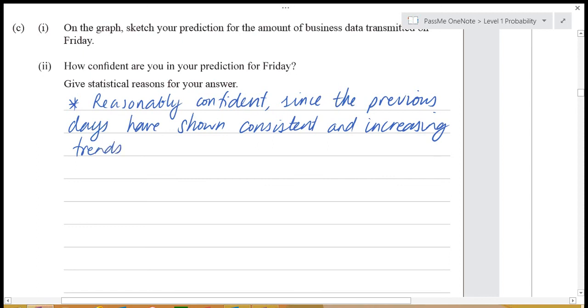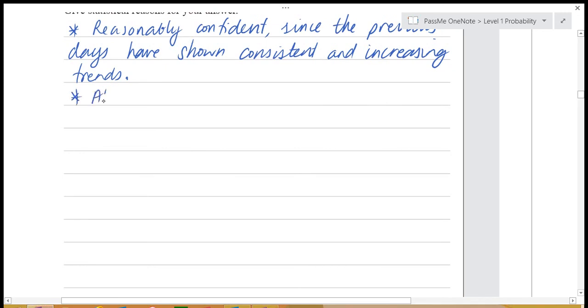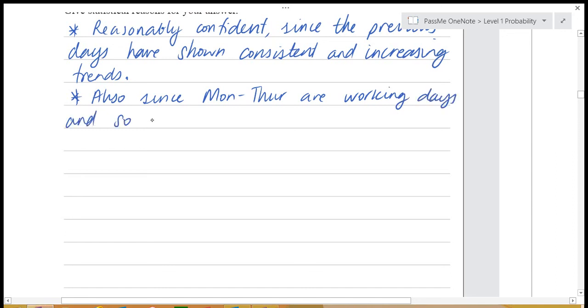Okay, what else could we put in there? Well, look, we're looking at Friday, and Friday is a working day, so we'll say that as well. So also, since Monday to Thursday are working days, and so is Friday, internet use should be similar. So what I'm saying there is that the internet use on Friday should be similar to the other days because they're all working days.